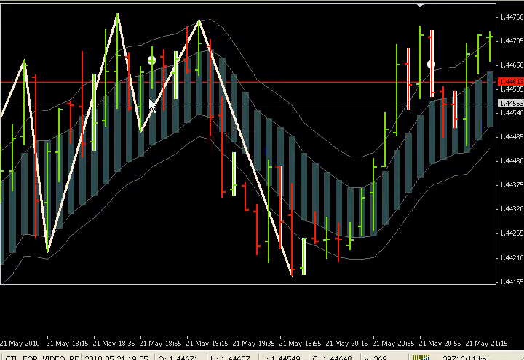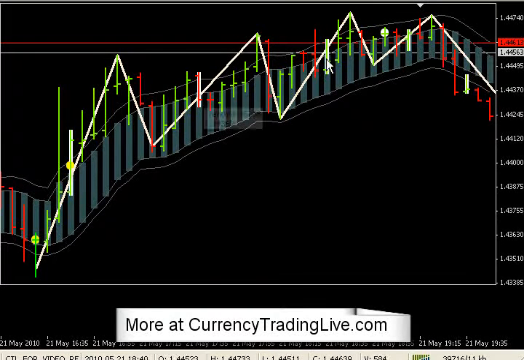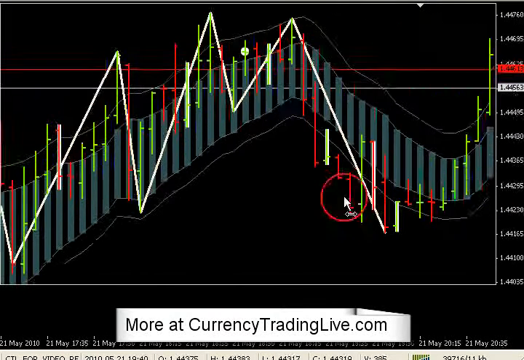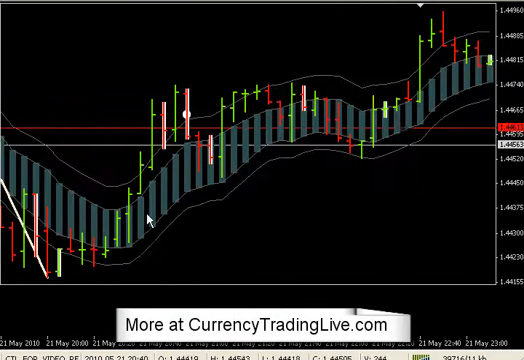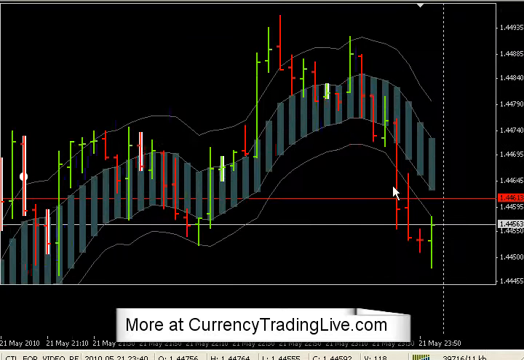So just using this band can tell you whether we're in a trend. All the way from here we were in an uptrend. We were closing above the band. Now we're closing below. Now we're closing above. Absolutely priceless.